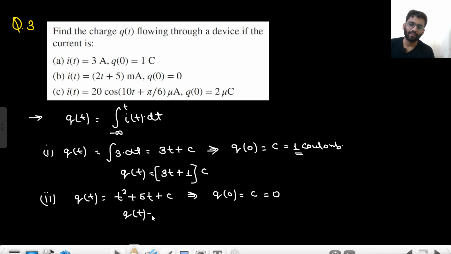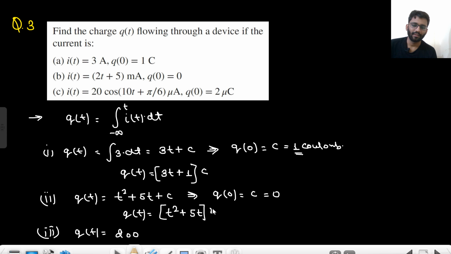So basically your q(t) will be equal to t square plus 5t, or you can put the limit as well, but forget about putting the limit and everything. We can solve it in this manner only. Third question, just integrate it. So what you will get? 200, and here the unit will be millicoulomb, not coulomb, because the current is this.